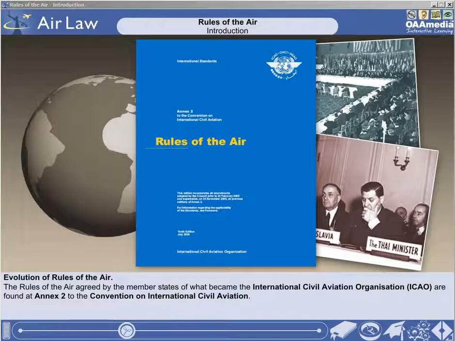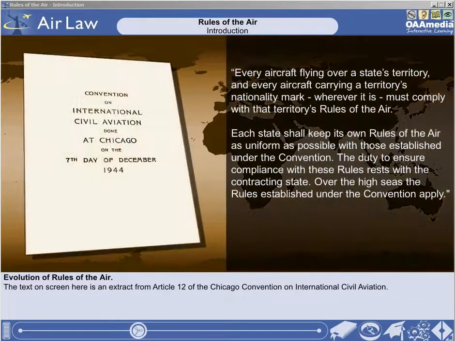The rules of the air agreed by the member states of what became the International Civil Aviation Organization are found at Annex II to the Convention on International Civil Aviation. It is instructive to consider at this point the words on screen taken from Article 12 of the Chicago Convention, as they put into context the agreement reached between the member states of ICAO. ICAO member states are referred to as contracting states.